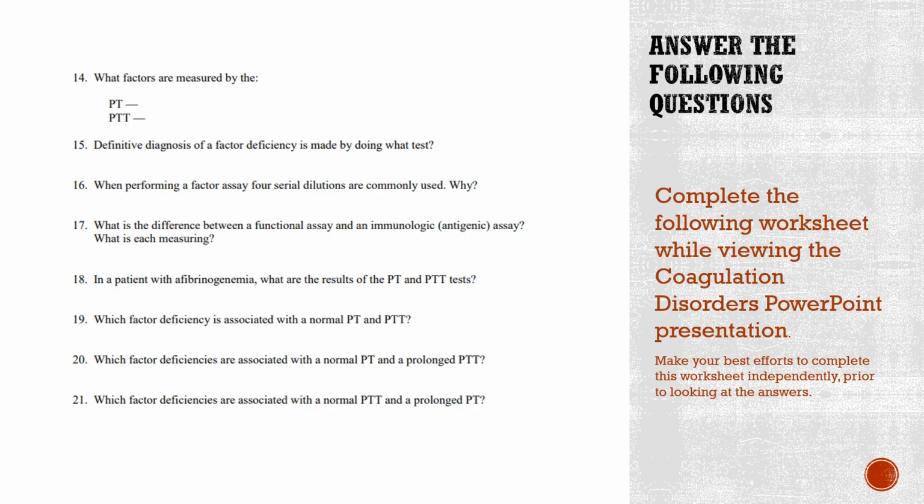Okay, answer the following questions. What factors are measured by the PT and the PTT? Definitive diagnosis of a factor deficiency is made by doing what test? Number 16, when performing a factor assay, 4 serial dilutions are commonly used and why? So actually this should be 4. This 4 should be 3. So if you want, you can cross that out.